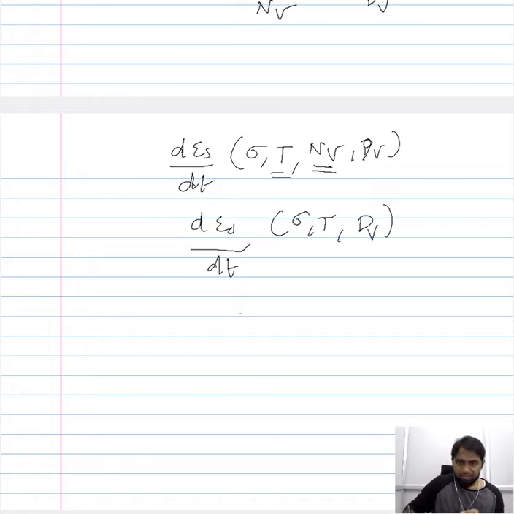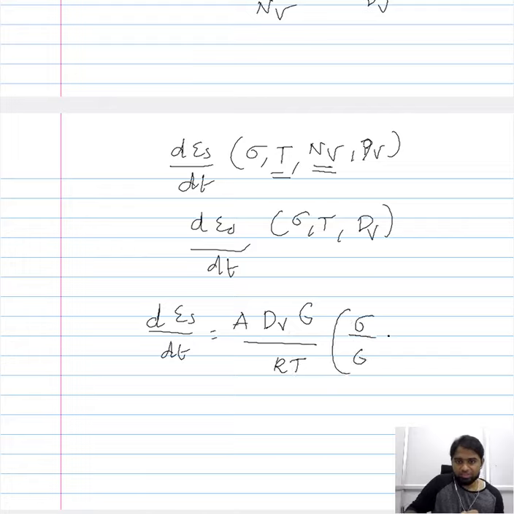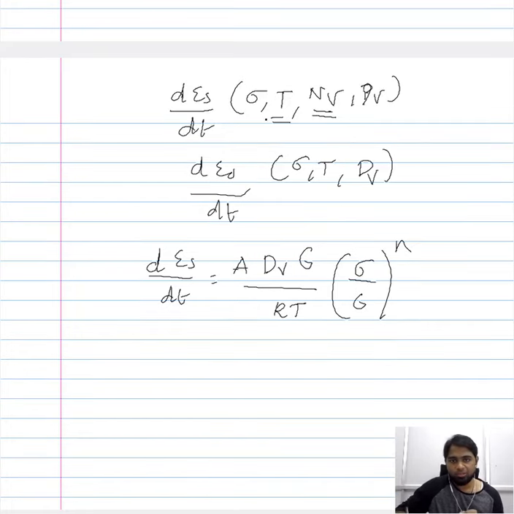Now we expressed, or we related these three terms to the strain rate in this manner. We had a proportionality constant, we had the diffusivity of vacancies, the shear modulus, and the thermal energy, along with the ratio of stress and the shear modulus to the power n. Now the reason why we include this is the shear modulus.